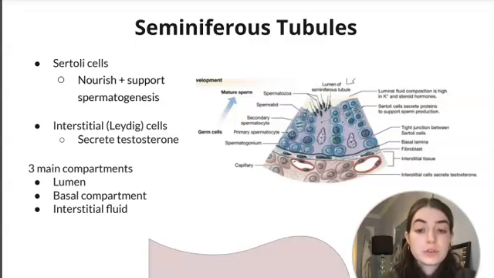And the seminiferous tubules also have three main compartments: the lumen, the basal compartment, and the interstitial fluid. And we can see pretty much all of these components labeled really nicely here in this diagram from our Silverthorn textbook.